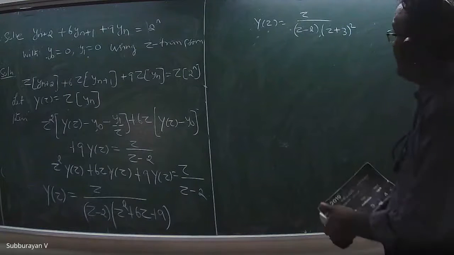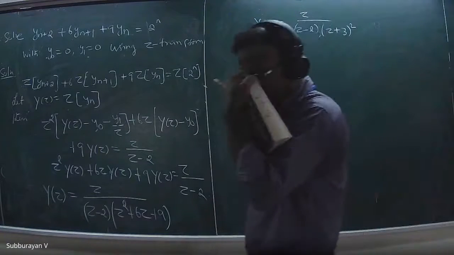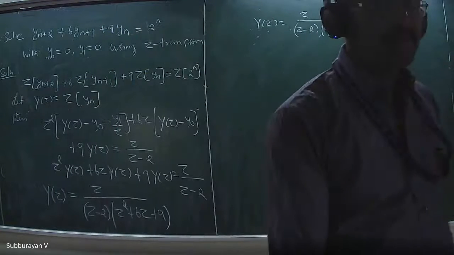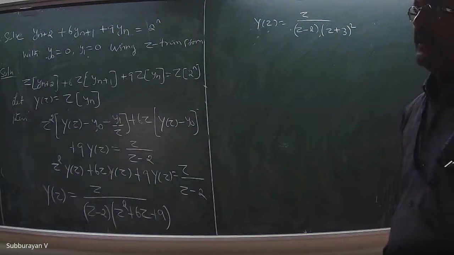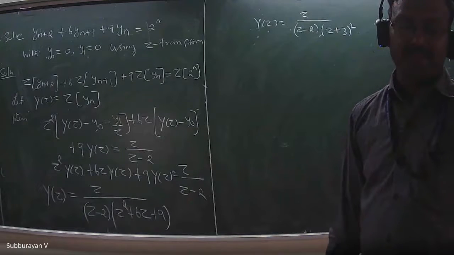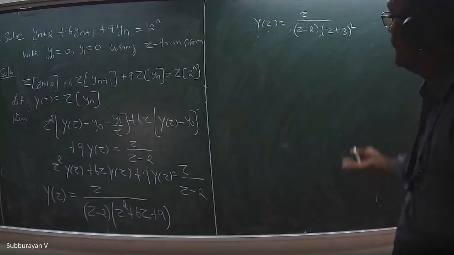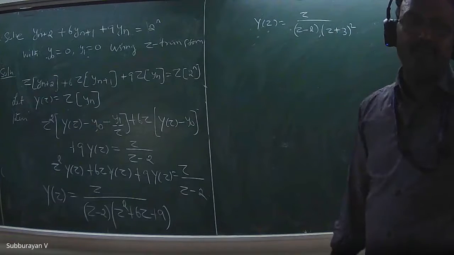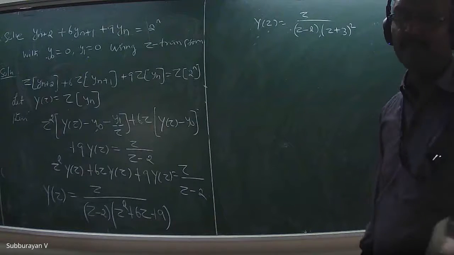Now we can apply any method to find the sequence, but my advice is don't apply the long division method, because sometimes we cannot find out the general form of the y(n). You can apply any other three methods, like partial fraction method, residue method, or convolution method. Now I'm going to apply the residue method, but in the textbook they have given the partial fraction method.